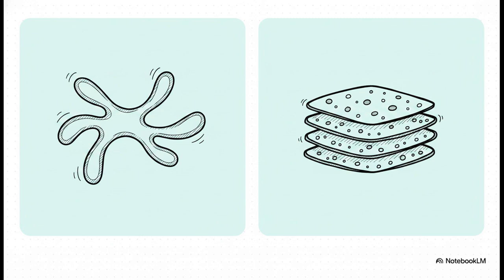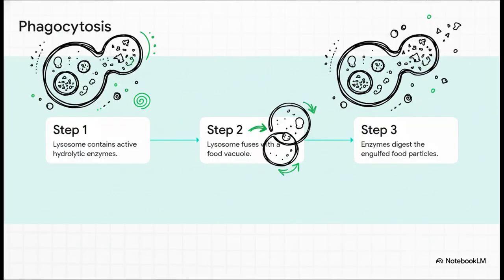It builds membranes and secretes proteins wrapped up in transport vesicles. Form, perfectly matching function. Let's look at a concrete example of this factory network actually doing its thing. Take the process of phagocytosis, which is basically cellular eating. Step 1. The cell creates a lysosome, which is a specialized sac packed with highly active hydrolytic enzymes. Think of it as the cell's stomach.